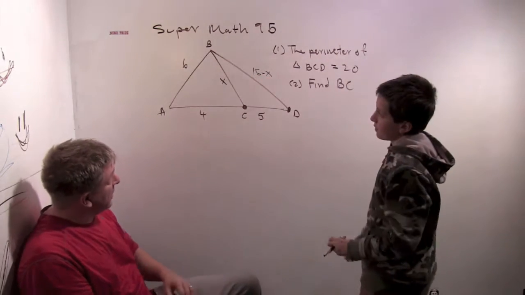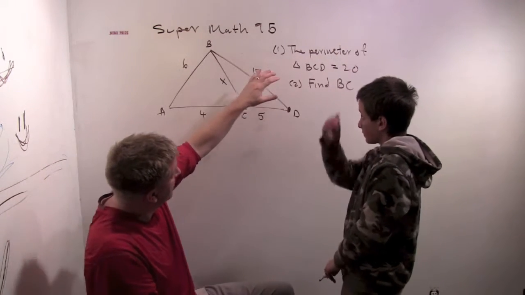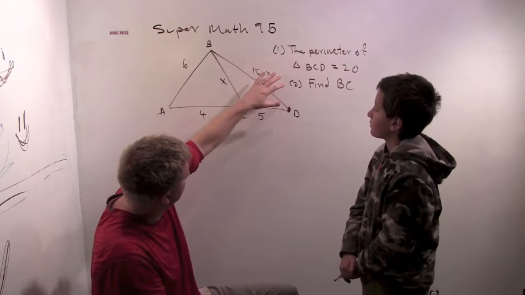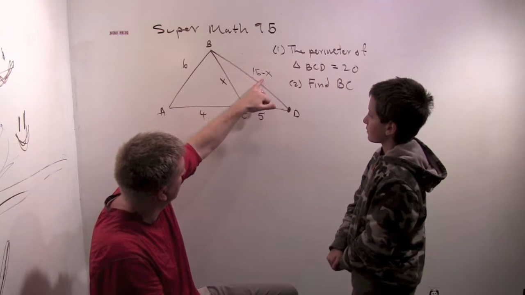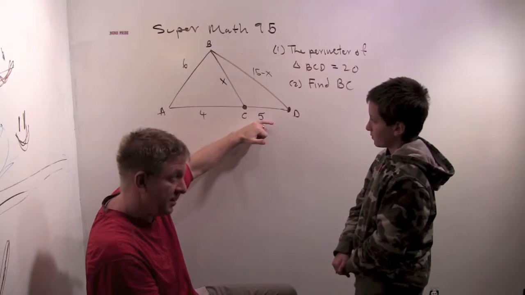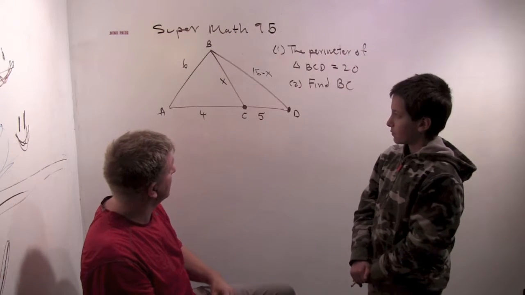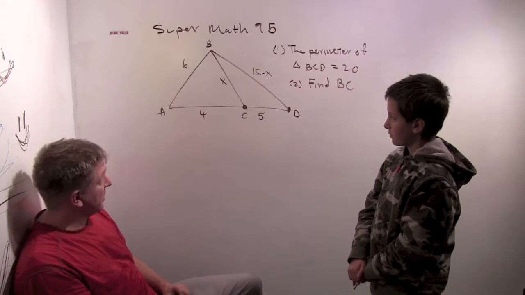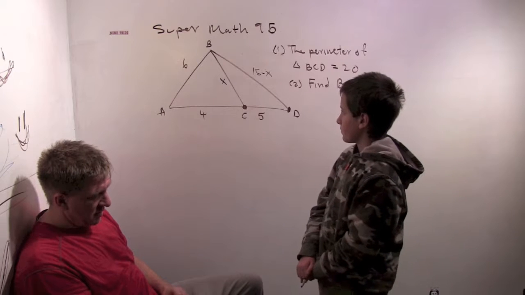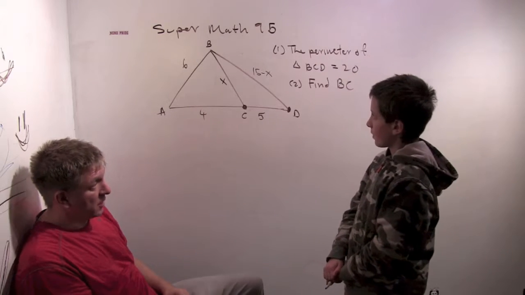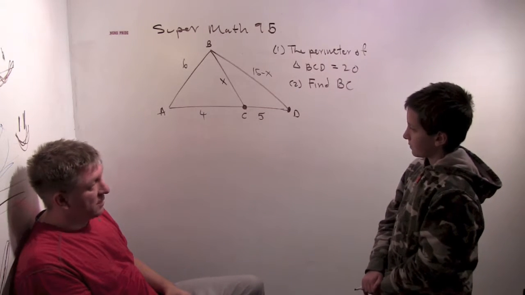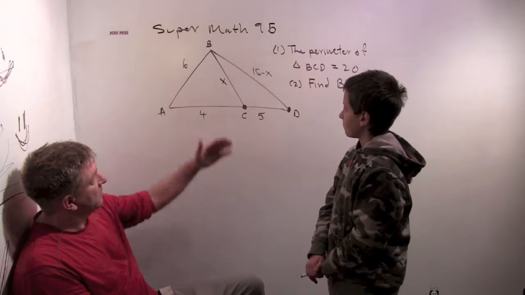Okay, so now we can see we've used what they've told us. The perimeter of BCD is 20, so X plus 15 minus X plus 5 is indeed 20. So that's good. So now we've got all the sides labeled, which is a good way to start. It's also the easy thing to do.